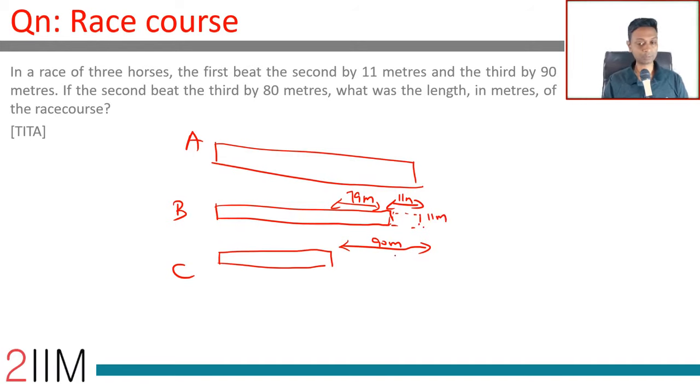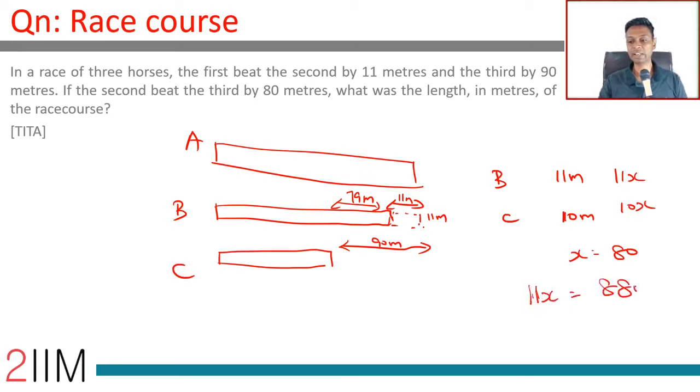This 11 meters: when B travels 11 meters, C travels only 10, because his lead of B over C increases by a meter in the last 11 meters. So when B travels 11, C travels 10. That much we know. The second beat the third by 80 meters. The ratio is 11x to 10x. X is 80, so 11x should be 880 meters. So it's a race of 880 meters.